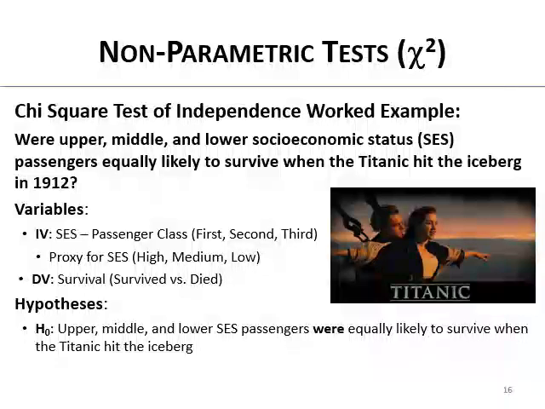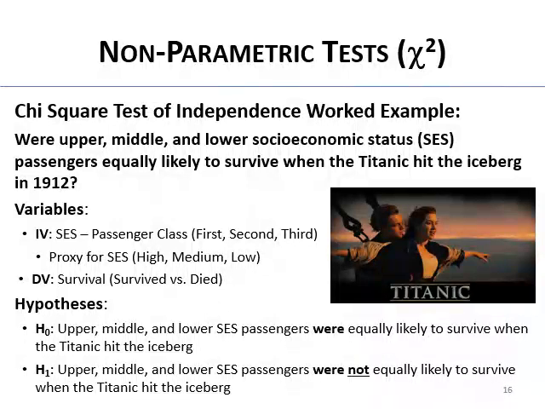Think we're going to be rejecting that? The alternative is upper, middle, and lower SES passengers were not equally likely to survive when the Titanic hit the iceberg. So if we reject the null, we've got to then do our post-hocs.